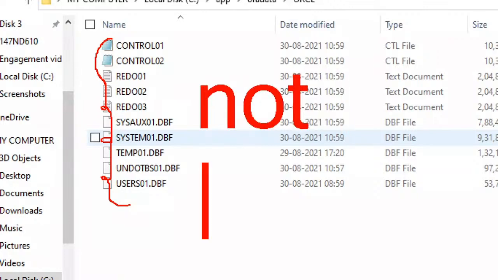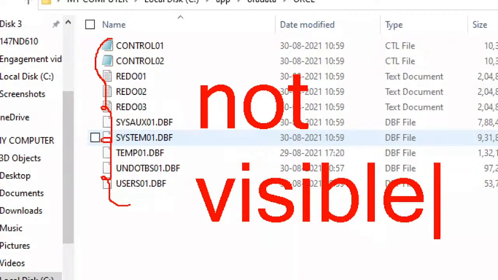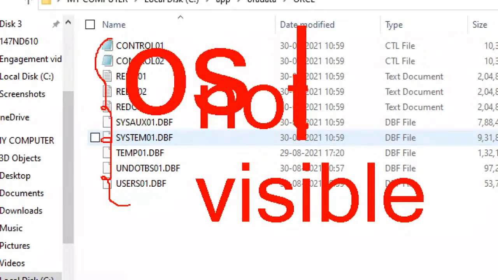A structure which is not visible in the operating system, OS, is called a logical structure. Very, very important. Tables are not visible in the C drive, D drive like that. Views are not visible in the C drive, D drive, E drive. Indexes, functions, procedures are not visible. They are visible in a database, I agree, but not in the operating system.